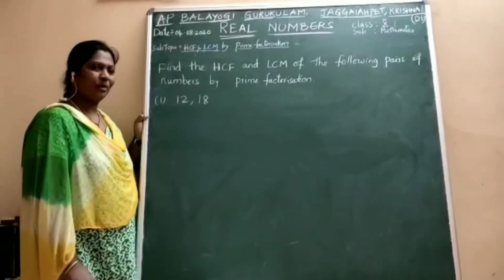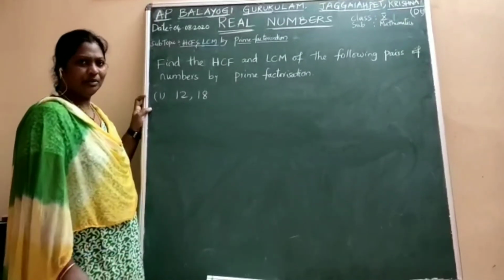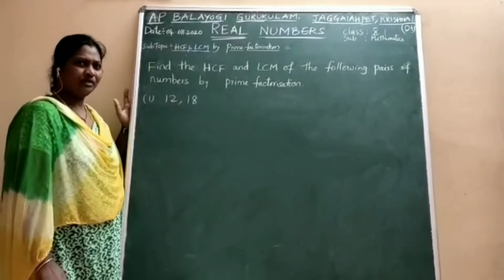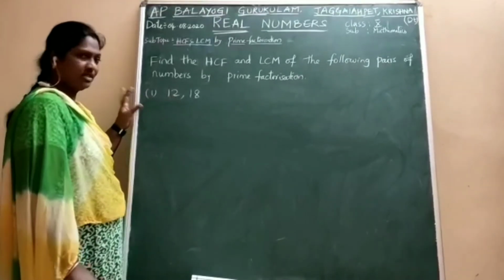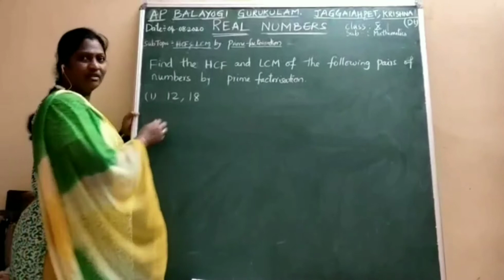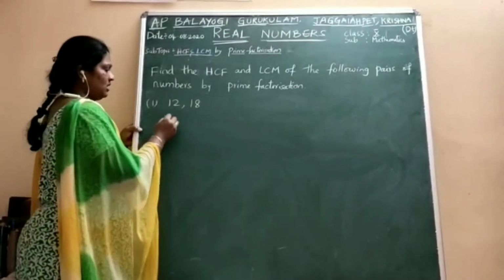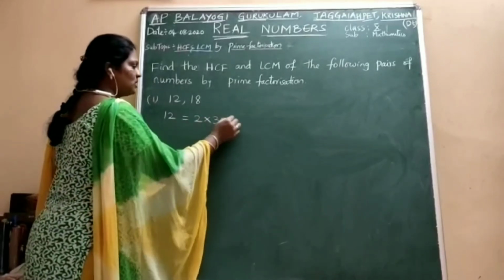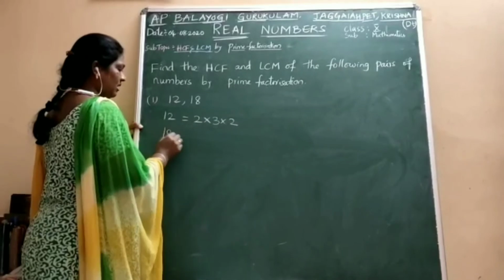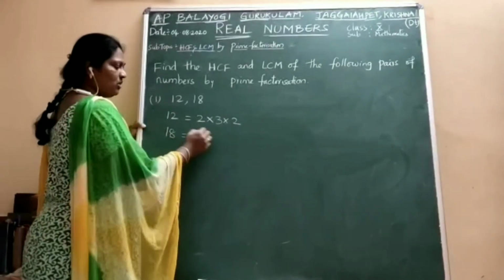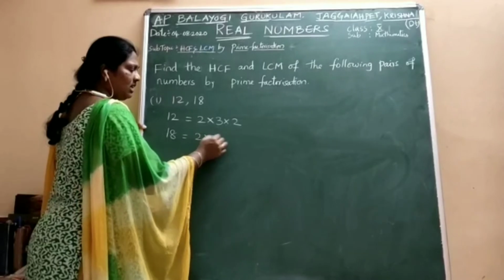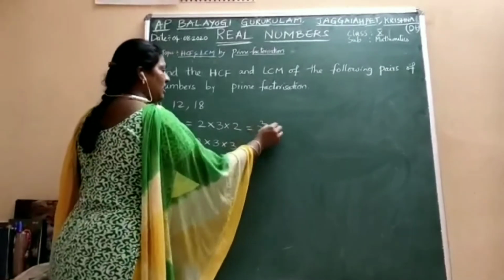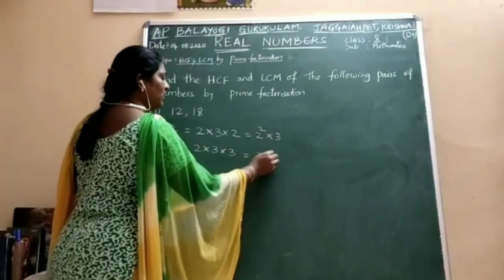Let us take one more problem children. This is an alternative method to find the HCF and LCM by prime factorization method. If you want to follow the first method, you can follow. Okay children, again we have to write 12 as prime factors. That is 2 sixes are 12, 2 threes are 6, so 12 is 2 square into 3. Again 18: 2 nines are 18, and 9 can be written as 3 into 3. You can write it in exponential form, so this one will be 2 into 3 square.